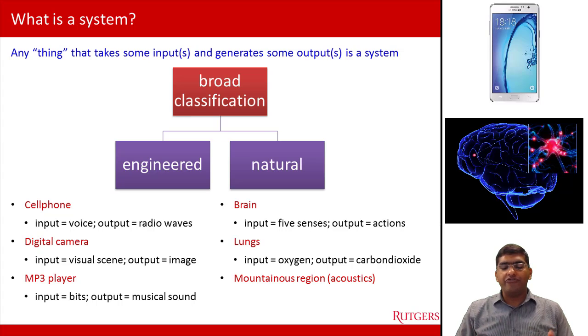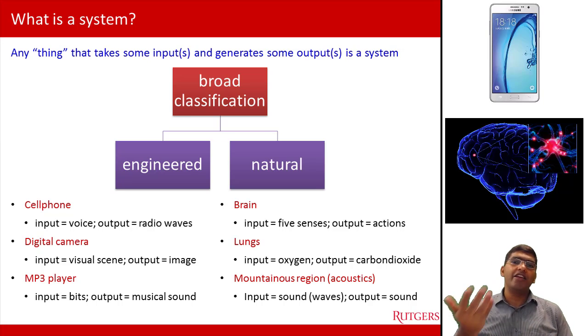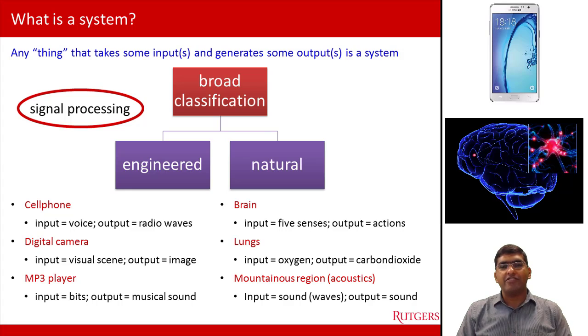In a mountainous region, if you talk about acoustics, for example, I shout something and I hear the echo back. Well, the mountainous region is acting as a system. The input to that system is sound, and the output is also sound. The echoes are the outputs. Now, signal processing is mostly focused on building engineered systems to do signal manipulation. Signal processing does play a role in analysis of natural systems, but most undergraduate classes, of course, do not focus on that. But signal processing systems are always engineered systems.